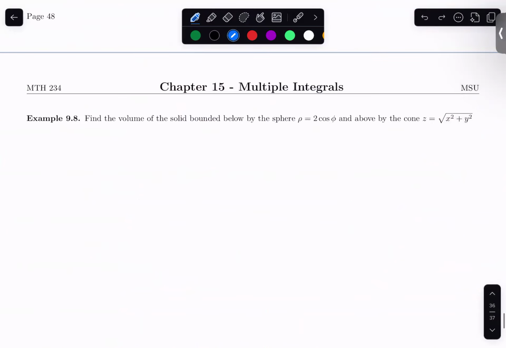All right, so yeah, please take 2 or 3 minutes, get as far as you can on this one. Volume of another solid bounded below by the sphere and above by the cone.